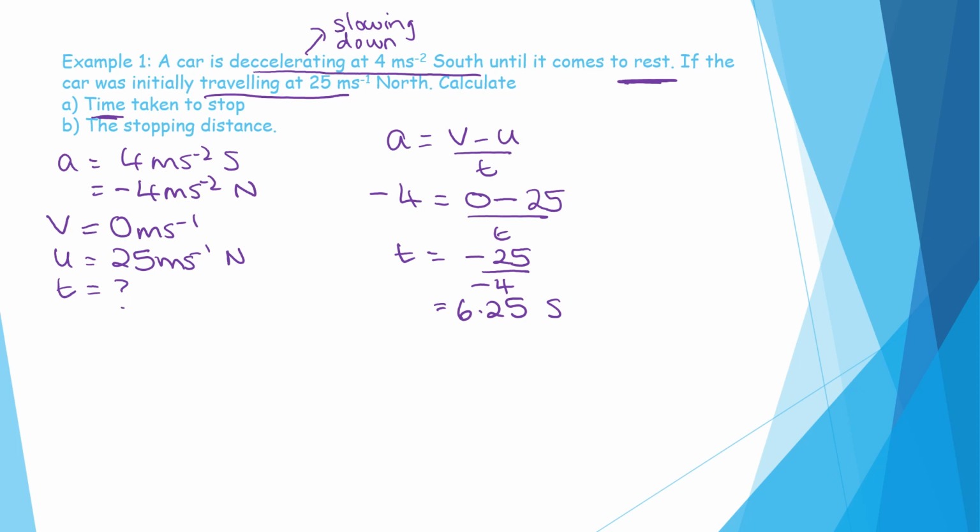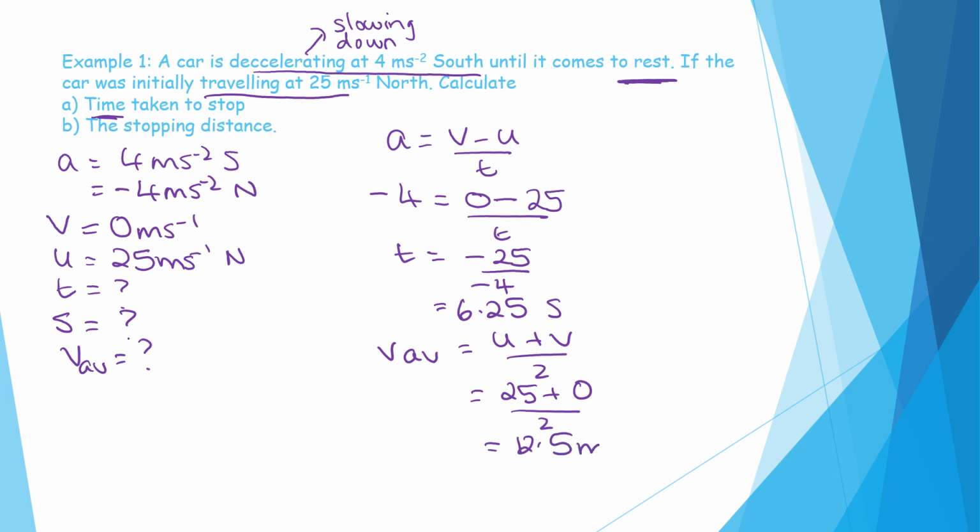Now the next step, it says calculate the stopping distance. Well, in order to do a displacement or a distance, then you need an average velocity. So because we want to find a displacement, we need to have the average velocity, which we don't have. Notice it's missed out one of the steps. So you have to work that out yourself. So we know that v average is u plus v divided by 2. So the initial velocity was 25. Add 0, divide by 2. And this comes out to 12.5 meters per second, which will be north.